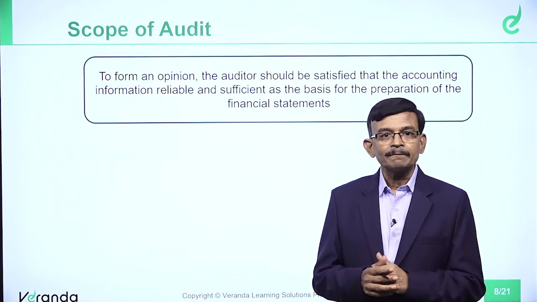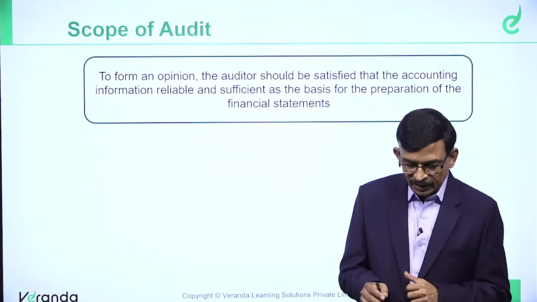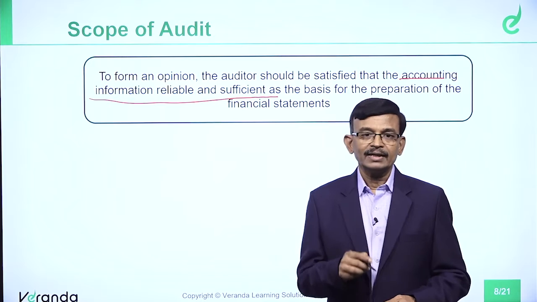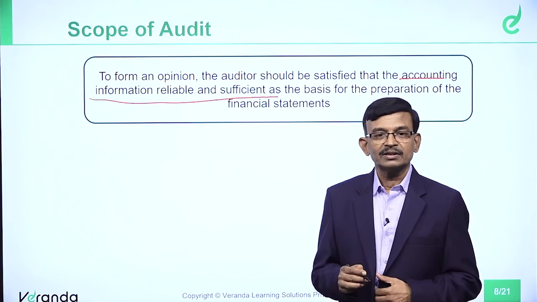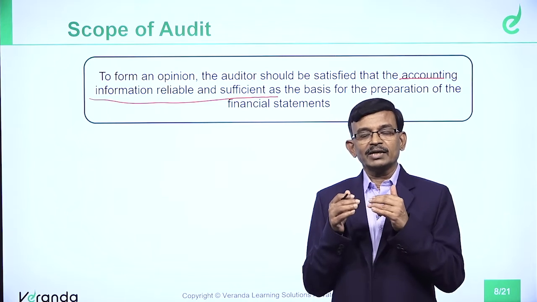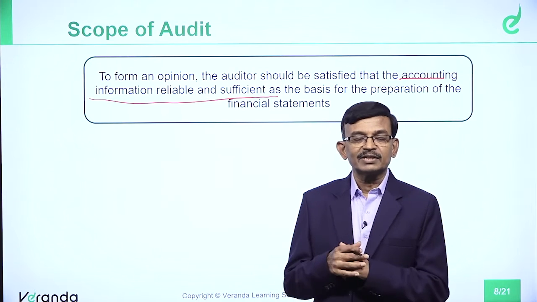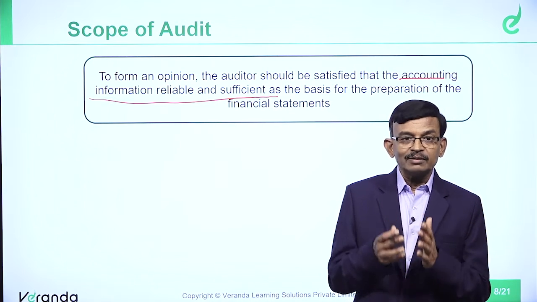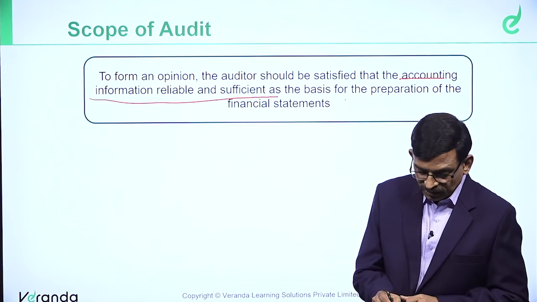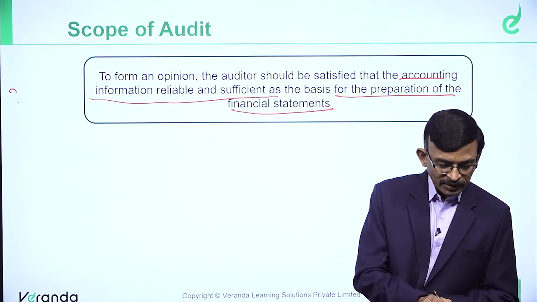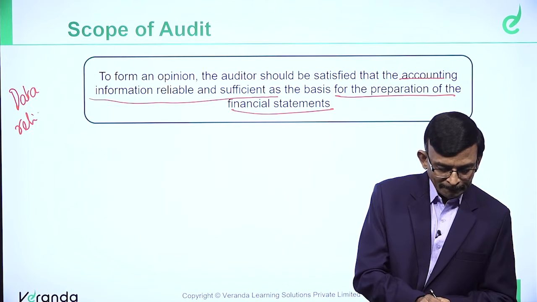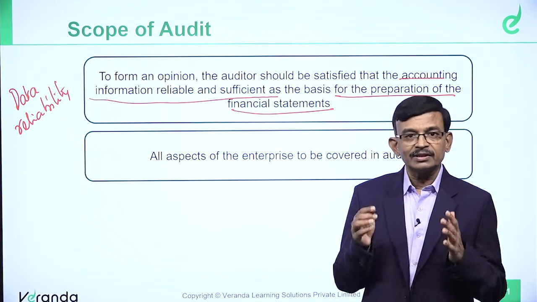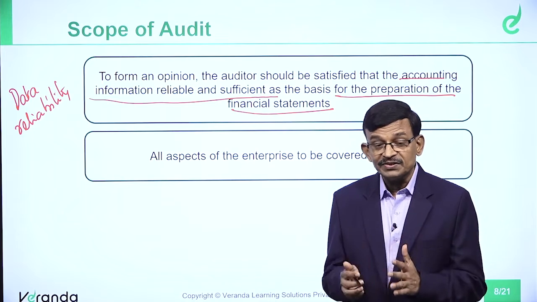To form an opinion, the auditor should be satisfied that accounting information is reliable and sufficient. The reason why accounting information must be reliable: suppose I pass a journal entry and my accounting system, instead of debiting, credits that particular entry, then I am not able to rely on the accounting information. Accordingly, reliable data should be fed into the system, so that it will be the basis for the financial statement. So data reliability is one of the important areas which I will look into, and I will check whether the data is reliable and sufficient.